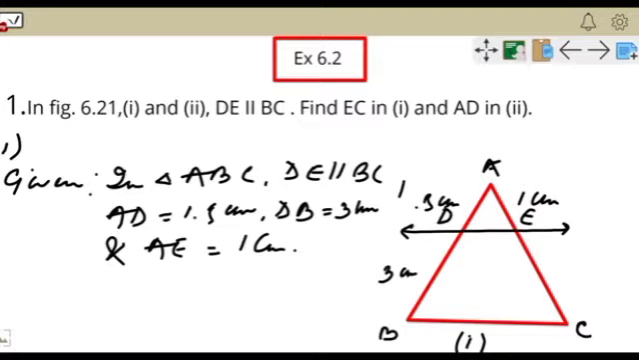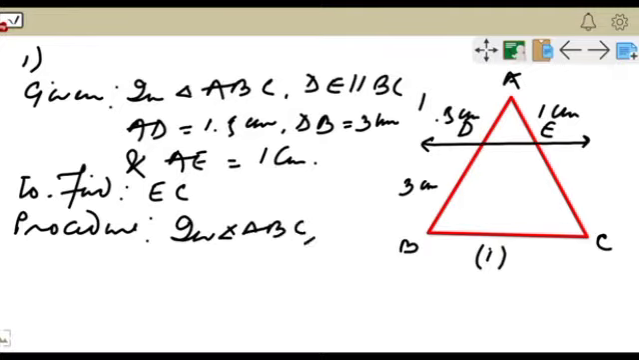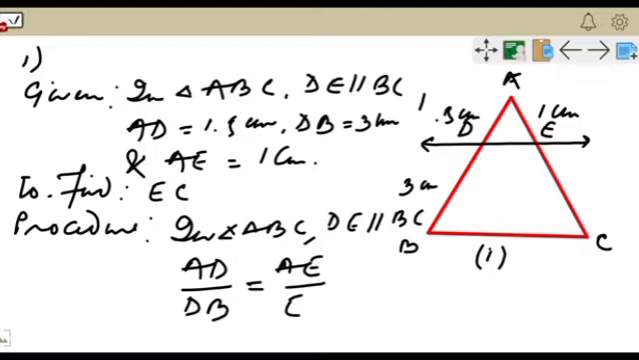Next, let me write what we are supposed to find. We have to find EC. I will write here, to find EC. Next procedure. What happened here? In this triangle, what happened? In triangle ABC, we know that DE is parallel to BC. So what you can write here, you can write AD by DB equal to AE by EC.